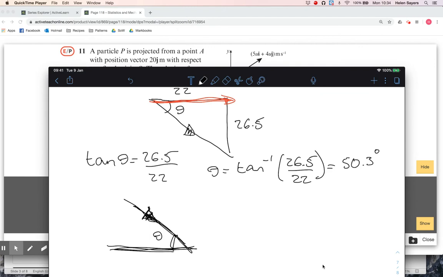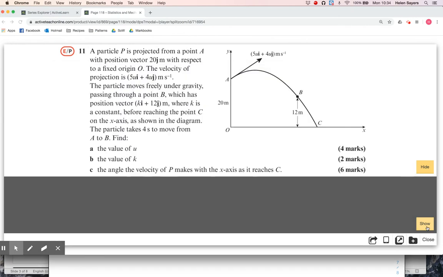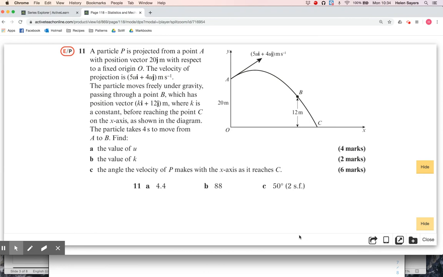So it is going to be the same angle. Think about your alternate angles. Let's double check. It will be 50.3, so 50 to two significant figures. Okay, right, got there in the end.